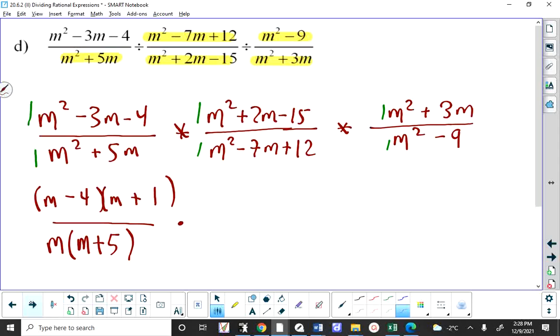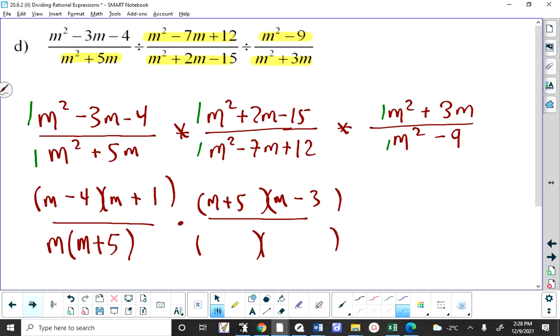Over here, two basic binomial products for each of those. Two numbers that multiply to give -15 and add to give 2. Why am I having a hard time with that? Oh, 5 and -3. M plus 5, m minus 3.